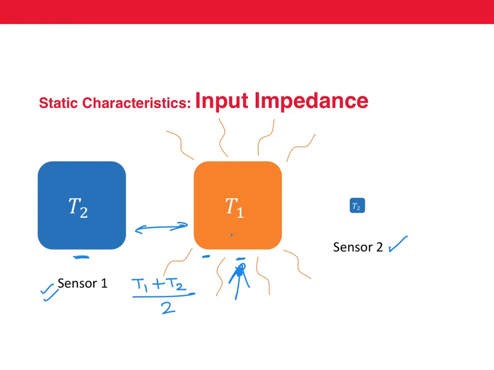On the other hand, sensor 2 will be very good because sensor 2 is so small, it will hardly take any heat from T1, and therefore the temperature of T1 is not going to change. In other words, we would say that the input impedance of sensor 2 is high, and it is high enough to not allow any loading of the input. So the input impedance of sensor 1 is low, and the input impedance of sensor 2 is high.